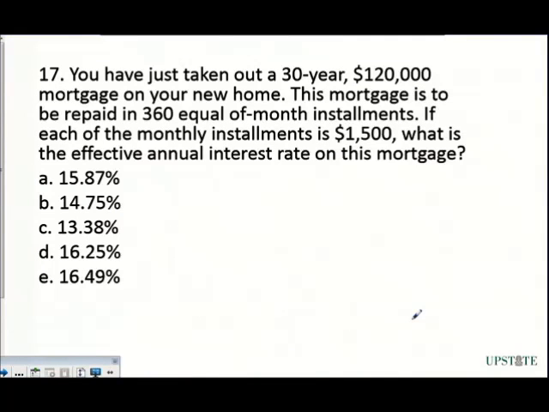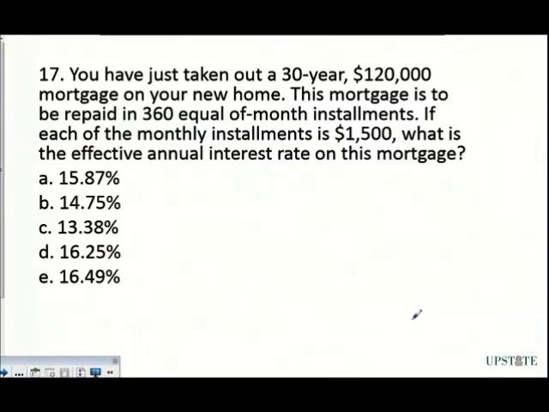Now, number 17. We just took out a 30-year, $120,000 mortgage on your new home. This mortgage is to be repaid in 360 equal end-of-month installments. If each of the monthly installments is $1,500, what is the effective annual rate on this mortgage?